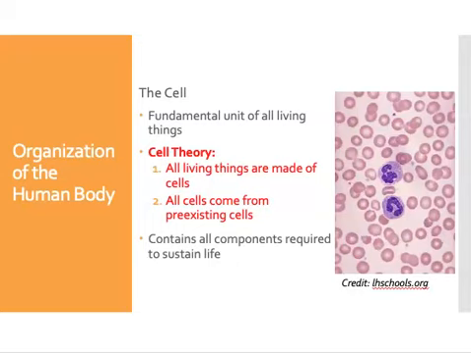The cell theory has two parts. The first part says that all living things are made out of cells. And the second part says that all cells come from pre-existing cells. So it doesn't matter what kind of an organism you're talking about, whether it's a human being or some kind of a plant or a fungus or a bacterium. If it's living and it's on our planet, it is composed of one or more cells. Cells are the subunit of living things.